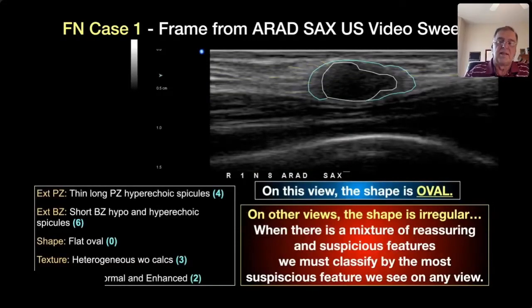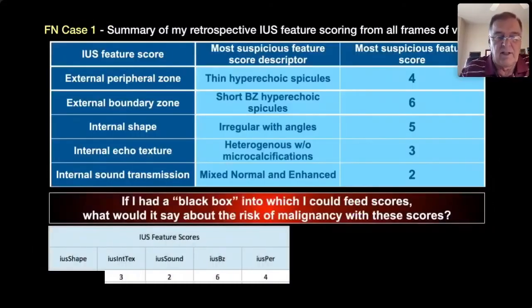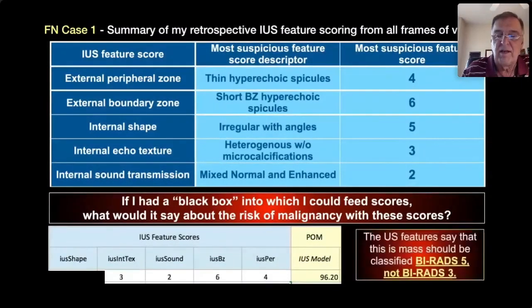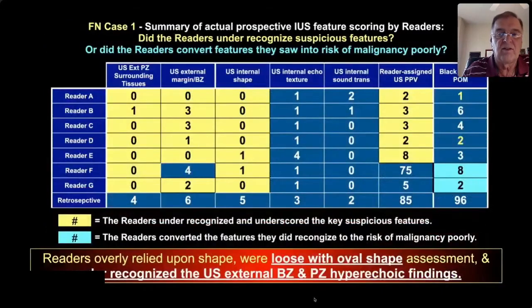So if I plug this into my artificial intelligence, actually this is not artificial, this is just a polynomial regression equation, but I have a polynomial where I can plug in these scores and predict the likelihood of malignancy. You can see my likelihood of malignancy here is 96%. Anything over 95 is BI-RADS 5. So it was called BI-RADS 3 by all the readers and myself. In retrospect, using the video and my regression equation, it is really a BI-RADS 5. There's no way we should have called this BI-RADS 3.